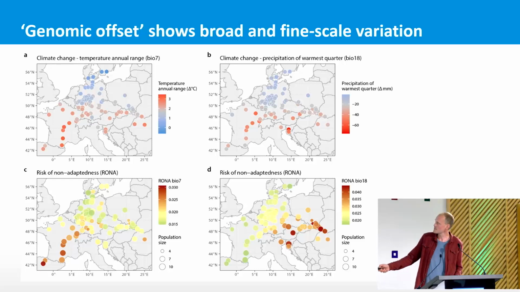So if we zoom into some German populations, there are some populations that are growing really close together, and still they show very different values for the risk of non-adaptedness. And so this tells us that the environmental variable that you're looking at to predict genomic offset is very important. And also, it tells us that we have to look in a high spatial resolution, because interpolating the data might not work if you have really big differences between neighboring populations. We will hear much more about the challenges, but also the chances of genomic offset on Wednesday.